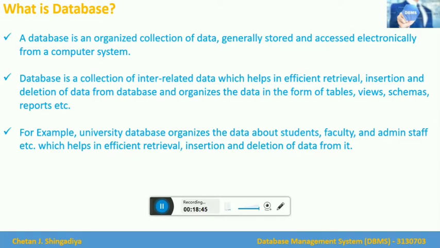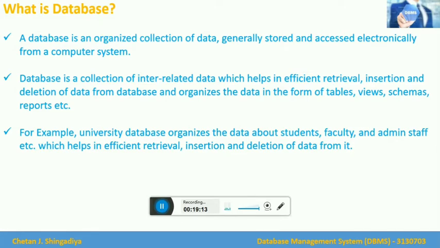The database is a collection of interrelated data which helps in efficient retrieval, insertion and deletion of data from the database, and organizes the data in the form of tables, views, schemas and reports. We will see tables, views and schemas in our upcoming videos. Now, what is an example of a database?